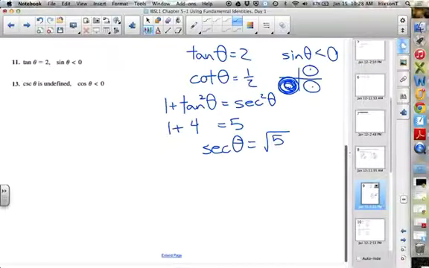Never mind, I read it wrong. I saw S real quick. That's okay. It's negative. Why is it negative? Because cosine is negative. Because cotangent is 1/2 and not negative 1/2.